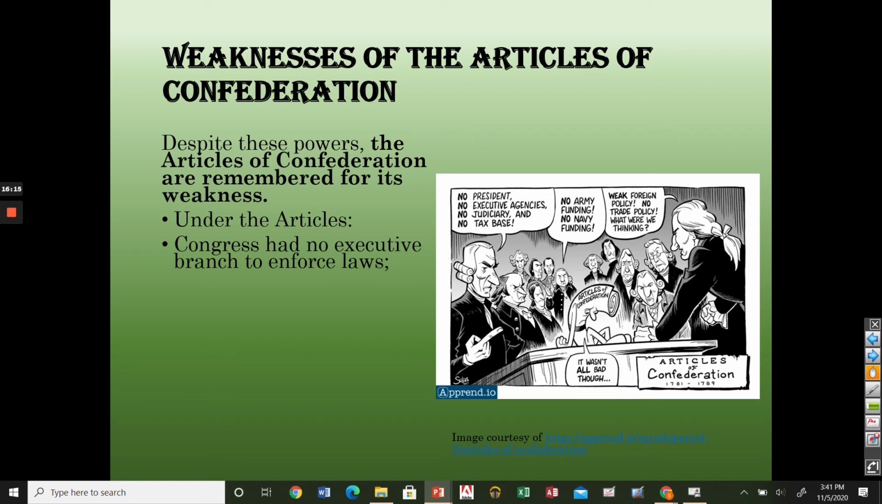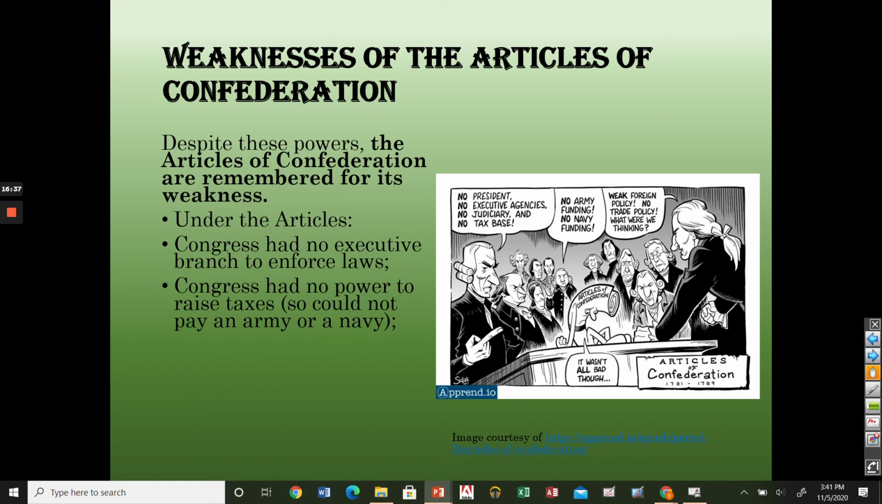We may pass a law saying, okay, people shouldn't go around robbing a bank. But if you didn't have some type of police force to go stop people from robbing banks or to arrest people who did rob banks, then what good is that law telling people not to rob banks? There's no one there to keep them from doing it.